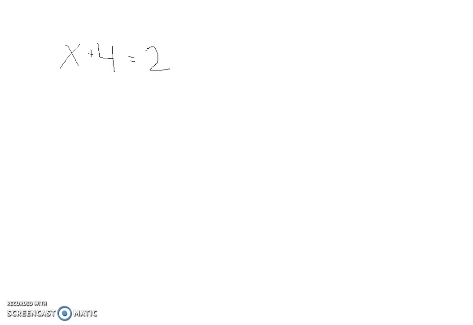So what I like to do, of course, is find the variable. In this case, it's x. And then we say, well, what's cramping x's style? Well, in this case, the 4 is cramping x's style. So we need to get rid of it. But of course, you can't just wipe it away. Otherwise, you've changed the solution to the problem.